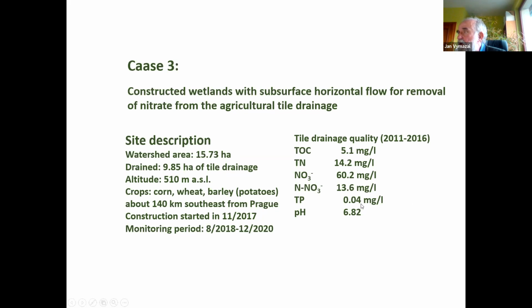There's a relatively low phosphorus concentration. That comes from the fact that at the moment, farmers use a very low dosage of phosphorus fertilizers, if they use it at all. If they use it, they usually use 10 to 15 kilograms per hectare, so it's much, much lower compared to nitrogen. The pH was about neutral, and the design flow for these wetlands was 0.1 liter per second.